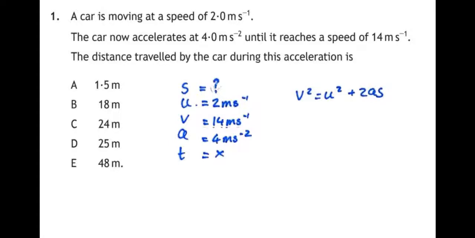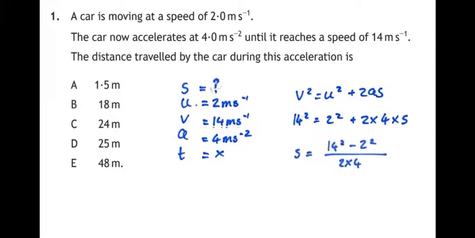This formula is probably the easiest one to use. We've got U, V, and A, and we want to know S. So we put the numbers into that formula, like so, and rearrange it to get the final answer of 24 meters, which is answer C.